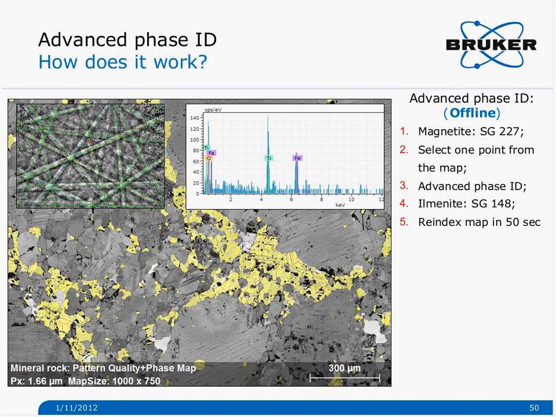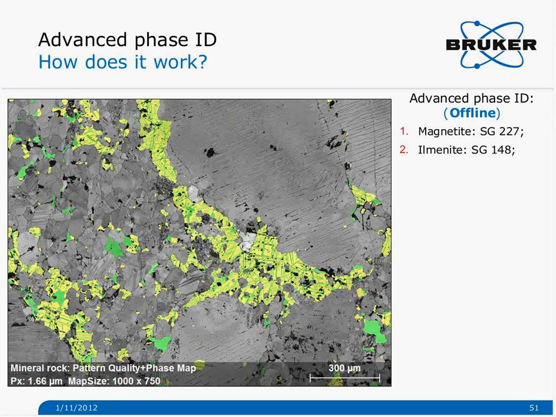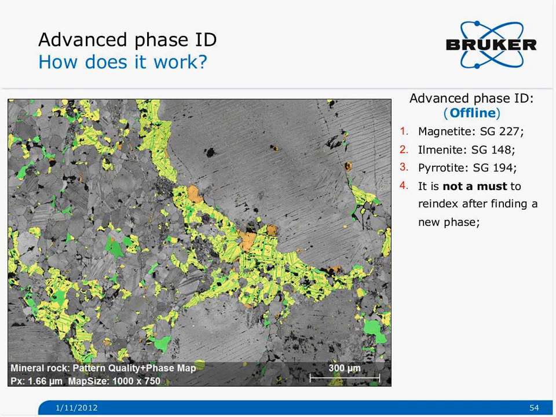After finding a new phase and inserting it in the phase list, the user can re-index the map, and for these two phases and the whole map of 150,000 points, it took approximately 50 seconds to obtain this. It now shows the distribution of magnetite in yellow and ilmenite in green. And repeating the procedure, we, for example, see that there was also pyrrhotite present in this sample in the data set. Of course, the procedure can continue until you find all the phases.